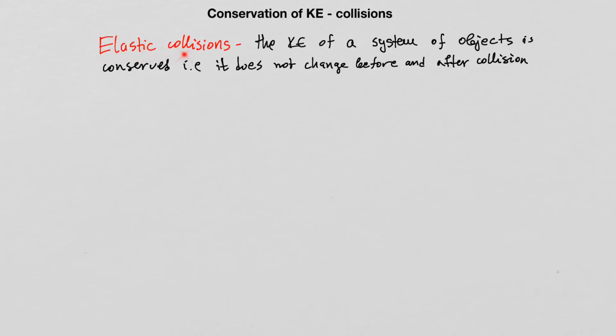When elastic collisions are happening, the kinetic energy of a system of objects is conserved, which means that it does not change before and after collision. The amount of kinetic energy of the system before collision is equal to the amount of kinetic energy of the system after collision. What is the reason for the conservation of kinetic energy principle to be stated like so for elastic collisions? If you remember, one of the characteristics of elastic collisions was that the colliding objects do not change shape.